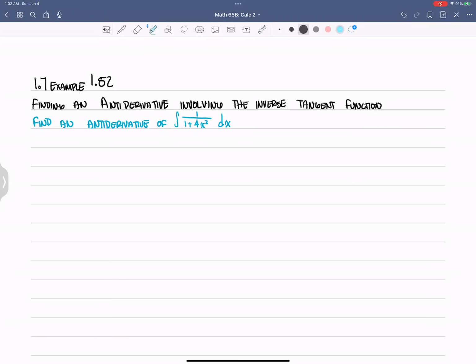Section 1.7, example 52, find an antiderivative involving the inverse tangent function. So find the antiderivative of this function. All right, so they're changing it up on us. This time they're using the plus. And whenever we look at a triangle like this, the only time they're going to use the plus is when we have a value right out here.